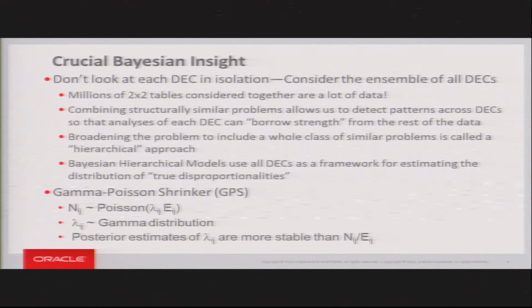These millions of 2x2 tables, there is a lot of data actually, it's just that they're all about slightly different problems. They're slightly different drugs, slightly different events. Combining structurally similar problems allows us to detect patterns across the different drug event combinations, so that the analysis of each combination can borrow strength from the rest of the data. Broadening a problem to include a whole class of similar problems is often called a hierarchical approach.